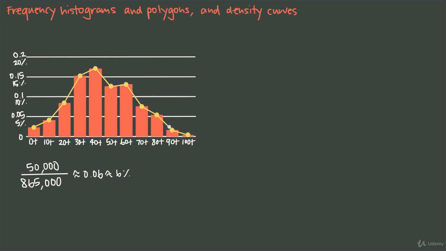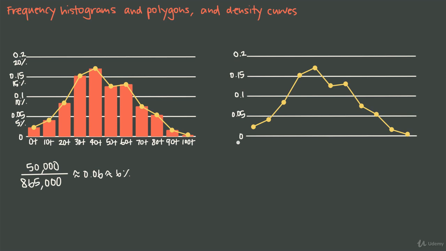Now, if we remove the bars and we just take the line part of the graph and bring it over into its own graph, this is what's called a frequency polygon. So we'll go ahead and label that. This is called a frequency polygon. It's a polygon because remember, poly means many, so this is a many-sided figure. We have straight sides, so it's a many-sided figure.